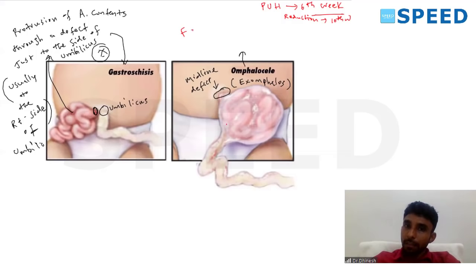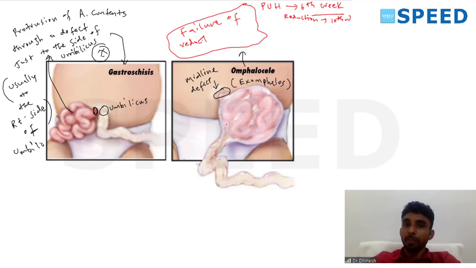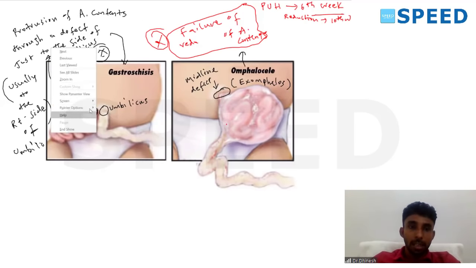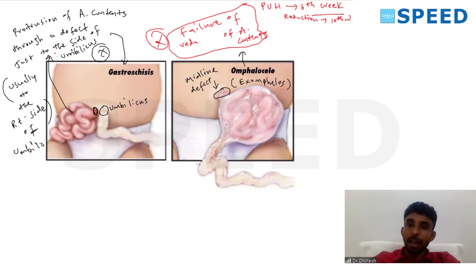Okay, if there is failure of reduction of abdominal contents during the 10th week, it will result in the congenital anomaly called omphalocele or exomphalos. Okay, so please take care. What is the embryological basis for gastroschisis and what is the embryological reason behind the omphalocele?